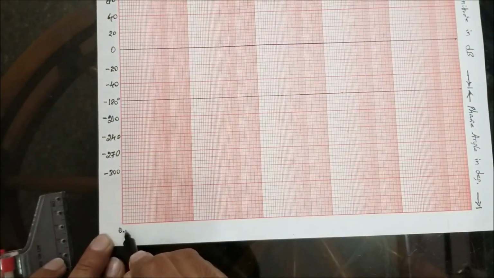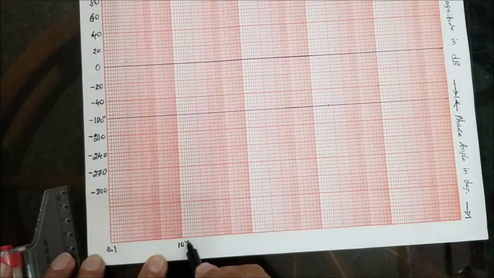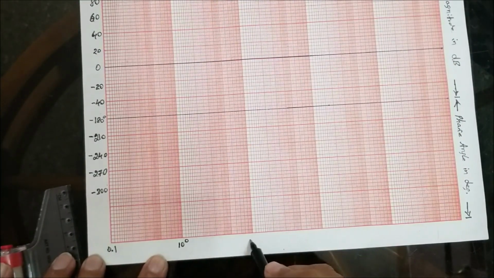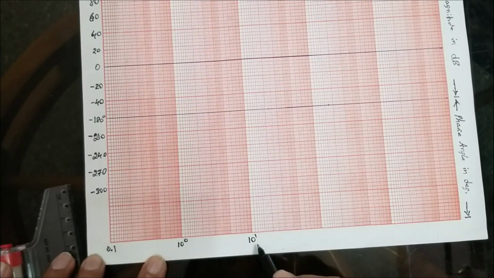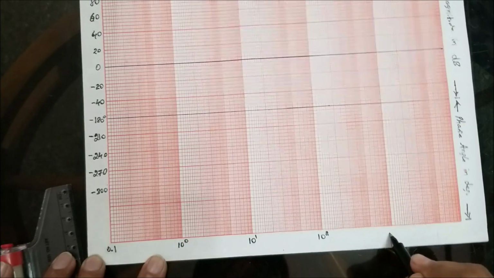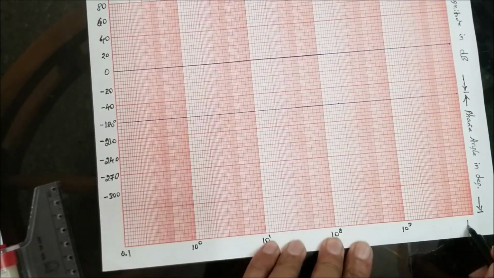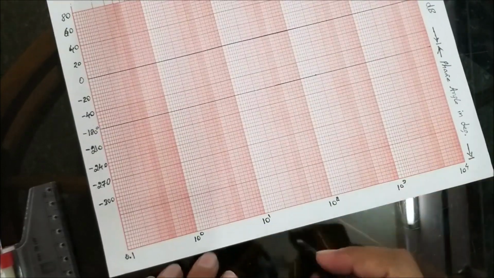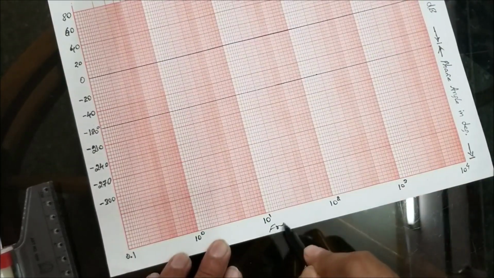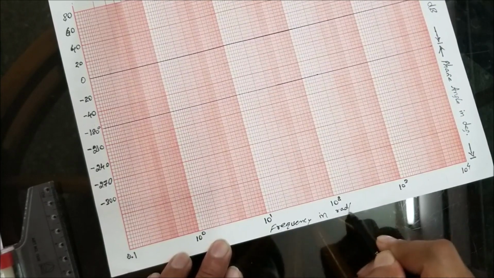So start from 0.1, into 10 is 1, that is 10 to the power of 0. 1 into 10 is 10, that is 10 to the power of 1. 10 into 10 is 100, that is 10 square. Then we have 10 cube and 10 to the power of 4. So these are frequencies in radians per second.